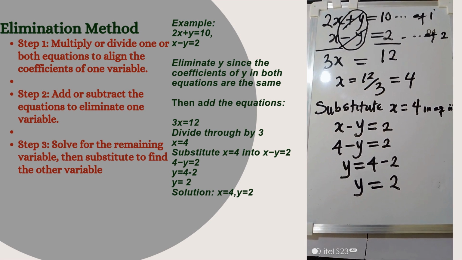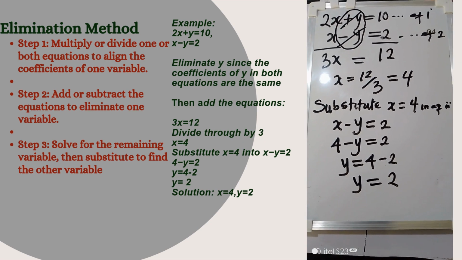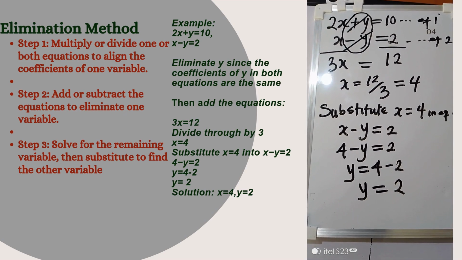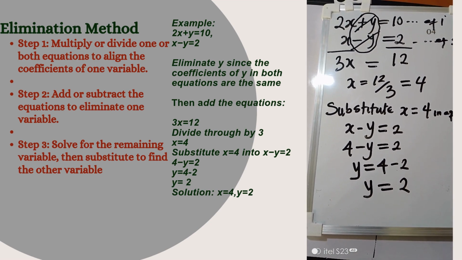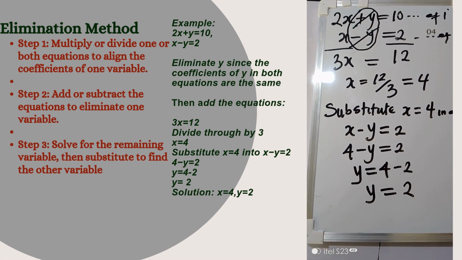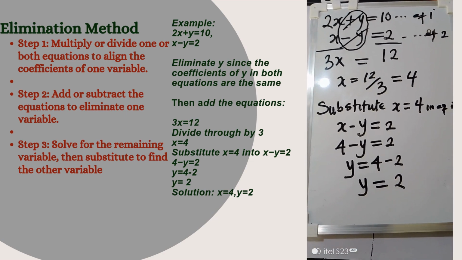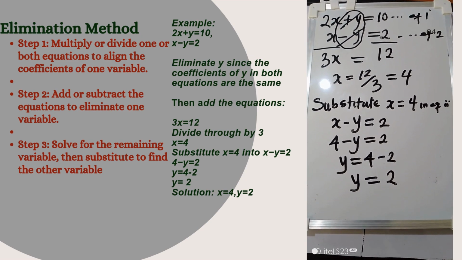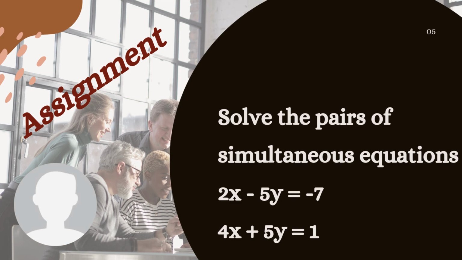Are you getting it? The coefficient of both equations must be the same. That is, if you have 2y in the first one, you must make the second one also have 2y before they can cancel each other, and the signs must be different. So if the signs are the same, it's either you add or you subtract. You can see that this one is very short. So let's move on. Okay, thank you.